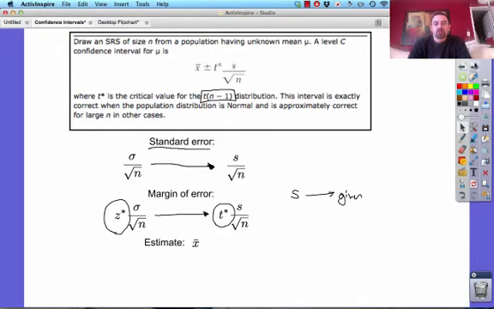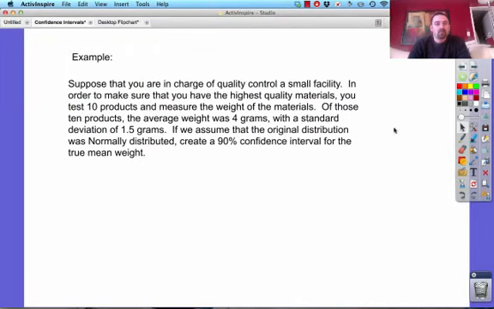Let's go ahead and do an example, and I'll show you how this works in practice. Here's the example. You're in charge of quality control at a small facility. In order to make sure that you have the highest quality materials, you test 10 products and measure the weight of the materials. Of these 10 products, the average weight is 4 grams with a standard deviation of 1.5 grams. Okay. So let's look at what we know so far. We have 10 products.